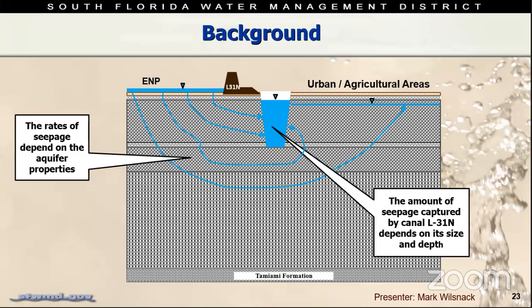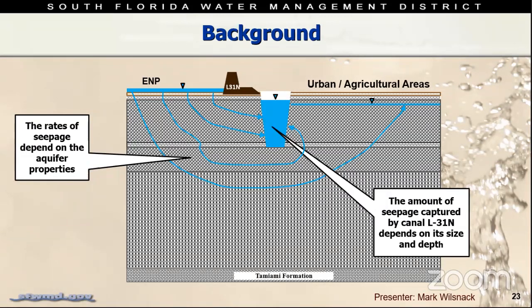Along the L31N corridor where the seepage occurs, you've got the Biscayne aquifer that Brenda talked about, which is a very complex aquifer. It's highly transmissive, and it's comprised of a number of zones of very pervious limestone with some small intermittent zones of dense limestone, and these all control the rate and direction of seepage from the park to the east.